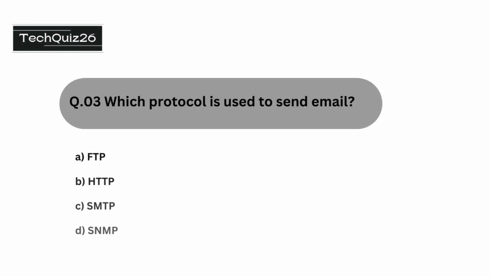Question number 3 is which protocol is used to send email? The options are FTP, HTTP, SMTP, SNMP. The correct option is SMTP.